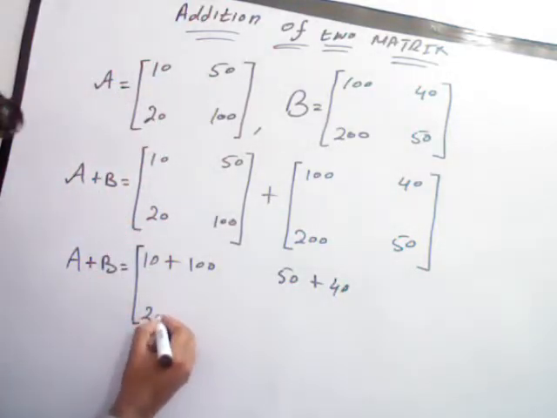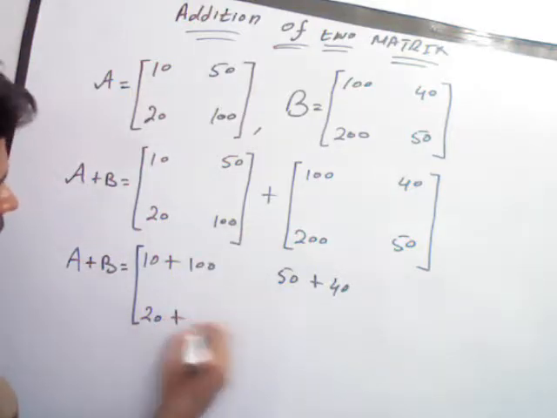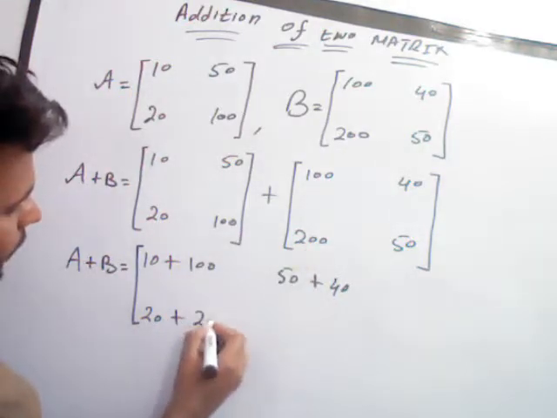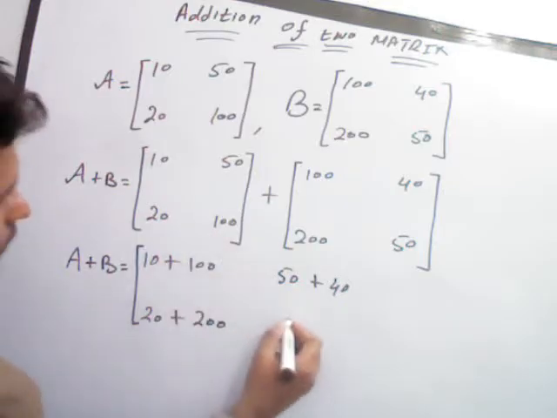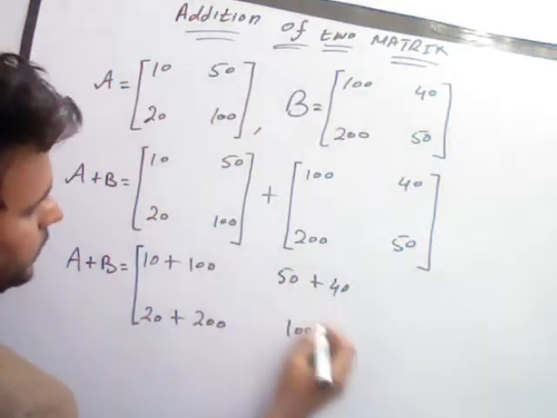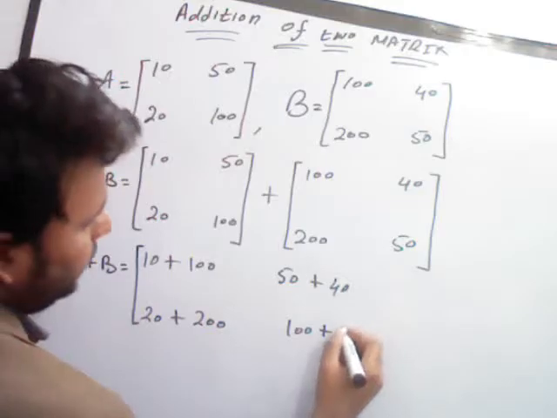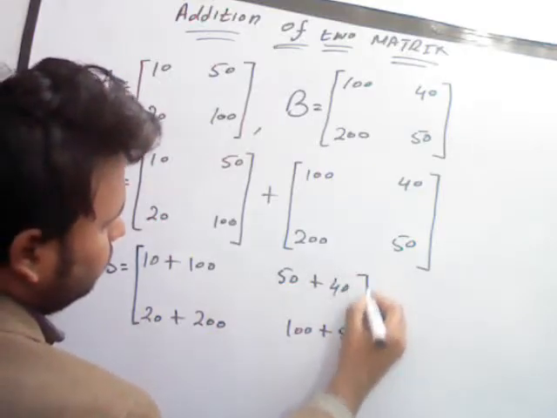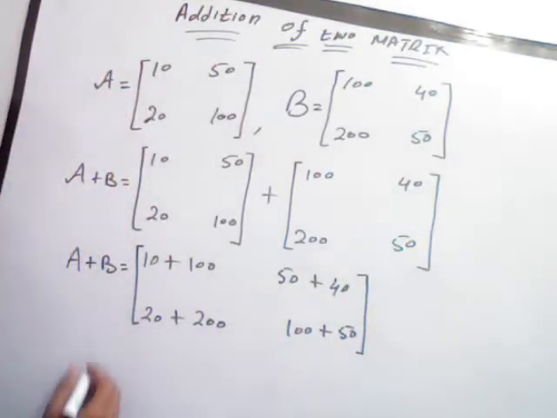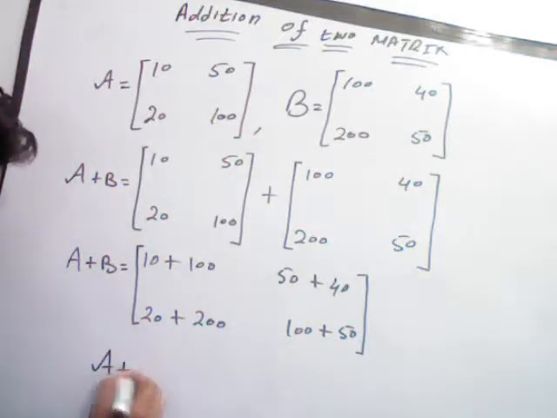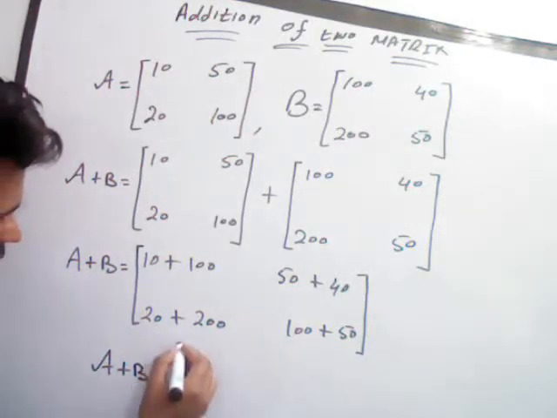So now A plus B equals 10 plus 100 equals 110, 20 plus 200 equals 220, 50 plus 40 equals 90, 100 plus 50 equals 150. So this is your answer.